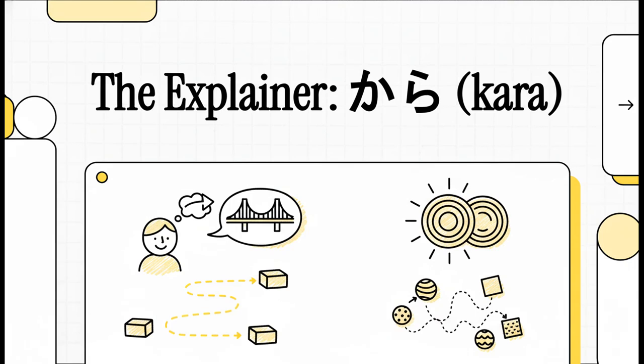Welcome to the Explainer. In this session, we're going to tackle a crucial building block of the Japanese language, the particle kara. This one little word is the key to explaining why things happen, to connecting cause and effect. So let's dive right in.